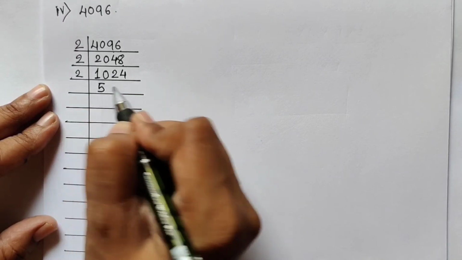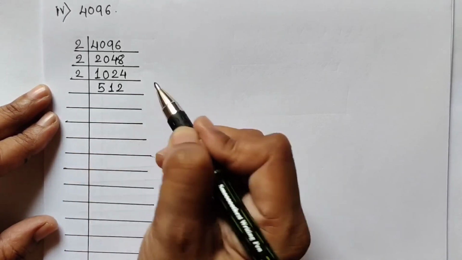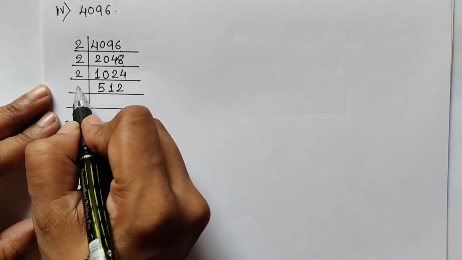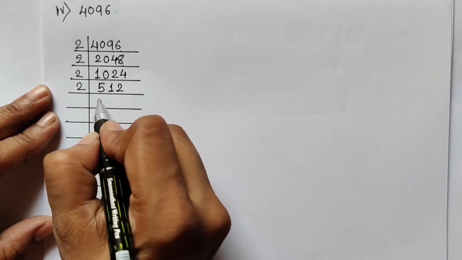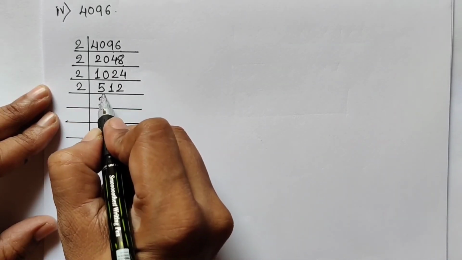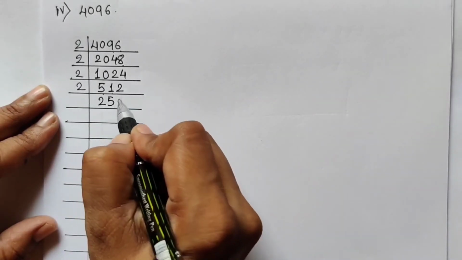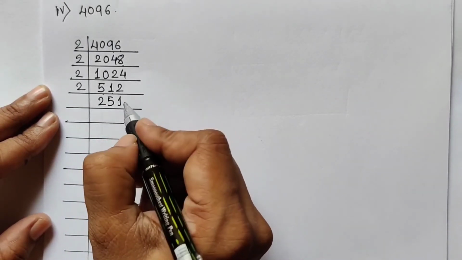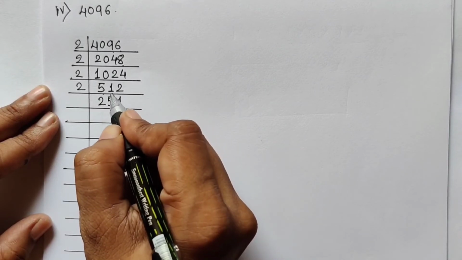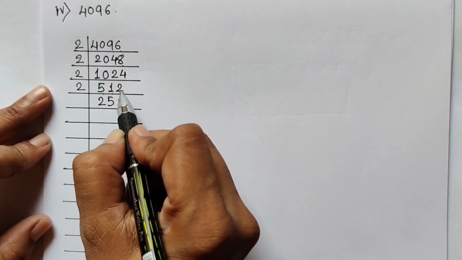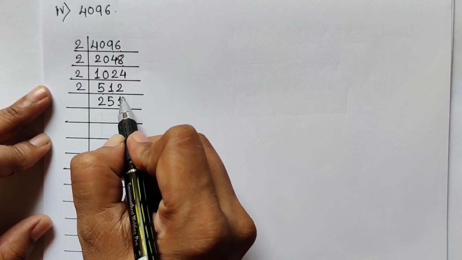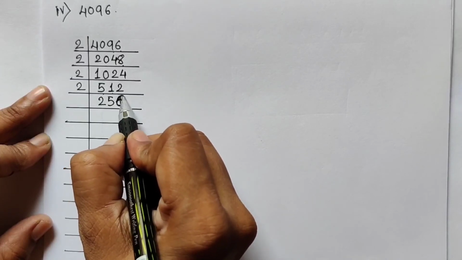So 2 5s are 10. 2 1s are 2. 2 2s are 4. Again 2 is in the unit place. We have to divide it by 2. 2 2s are 4, 5 minus 4, 1 remaining, this 1 means 11. 2 5s are 10, 11 minus 10, 1 remaining, and then this 2 means 12. 2 6s are 12.